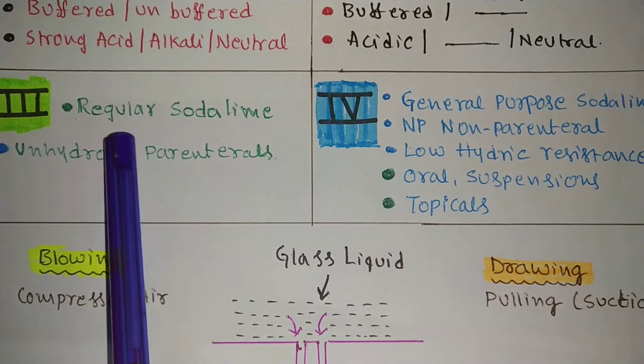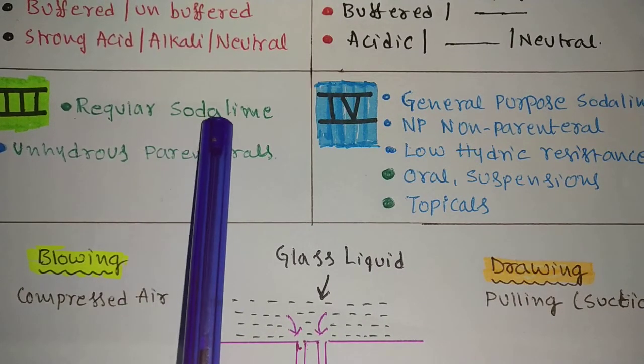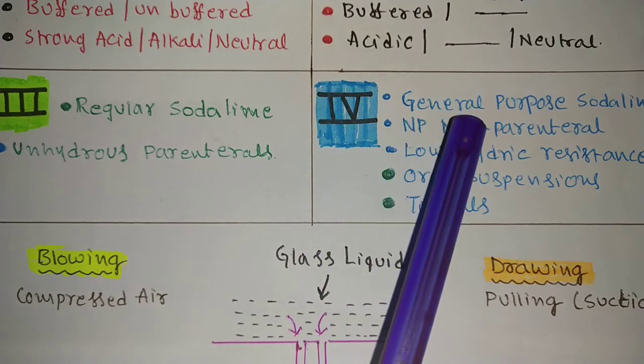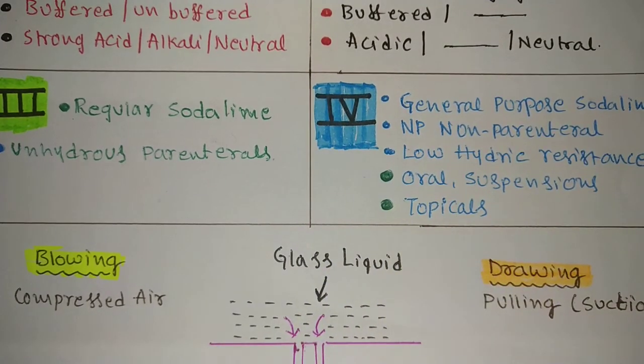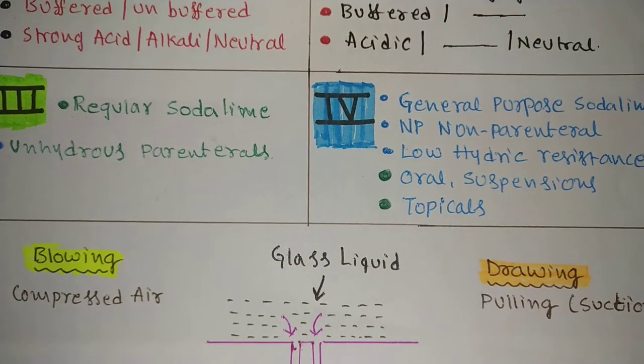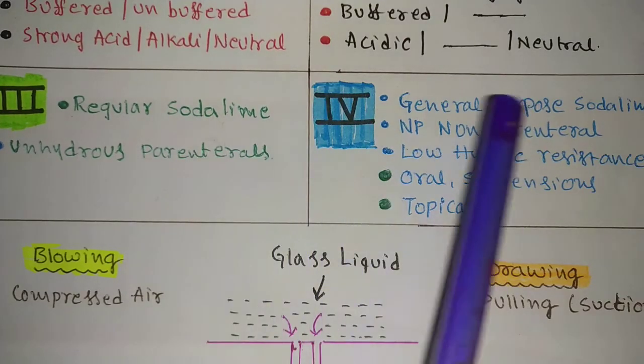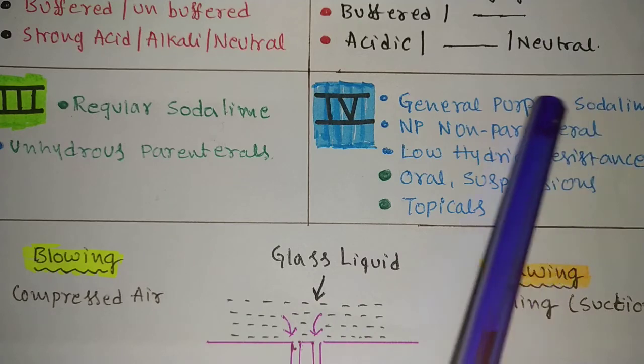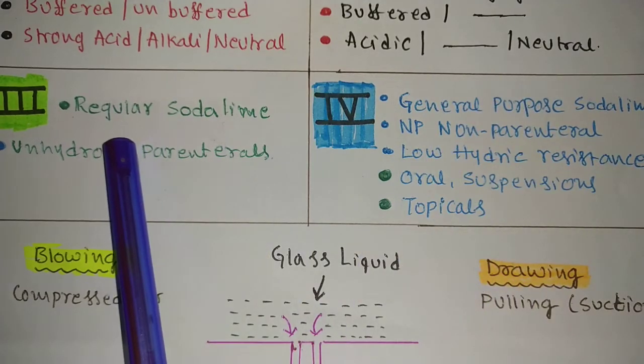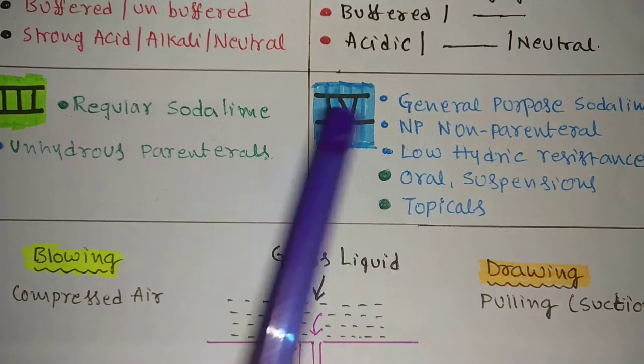Type 3 is called regular soda lime, whereas type 4 is called general purpose soda lime. Most of the students get confused. Soda lime is here, also here, and here also you can find soda lime. So general purpose, and this is for regular. Don't get confused in the examination.